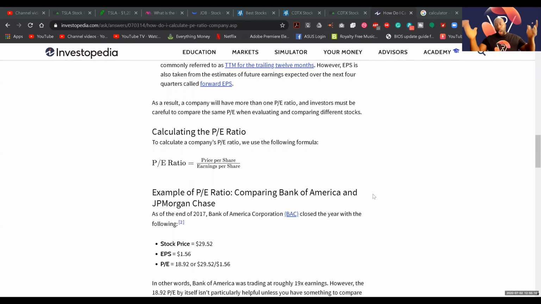So I'm going to use Investopedia as my source. I'm going to give credit to Investopedia. Why build a new wheel when they already have one out here? So let's break this down. To calculate a company's PE ratio, we use the following formula.